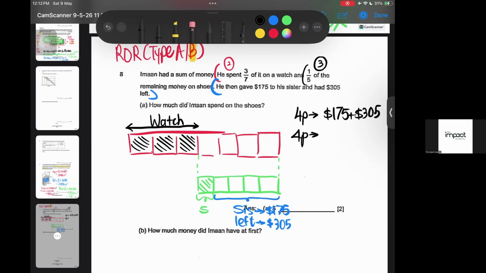175. What, Iman? Who's that guy beside you that helped you? Is he your personal advisor? Is he your assistant? Bully. You're the bully. Okay, 480 divided by 4, we get 120. Very good.